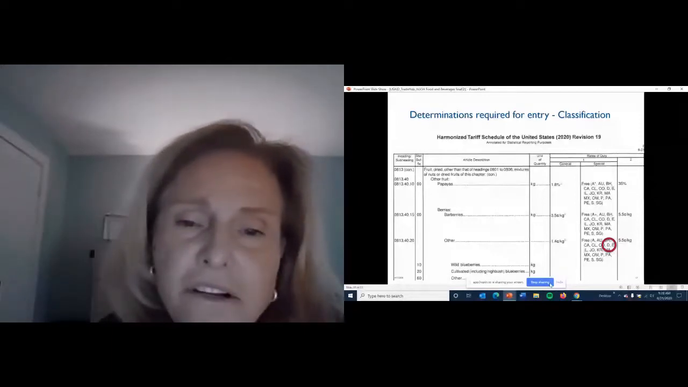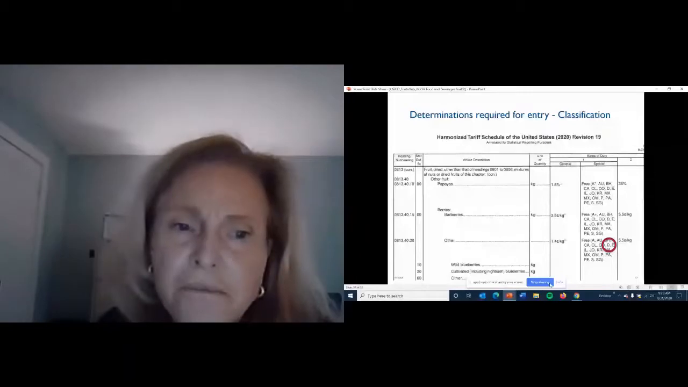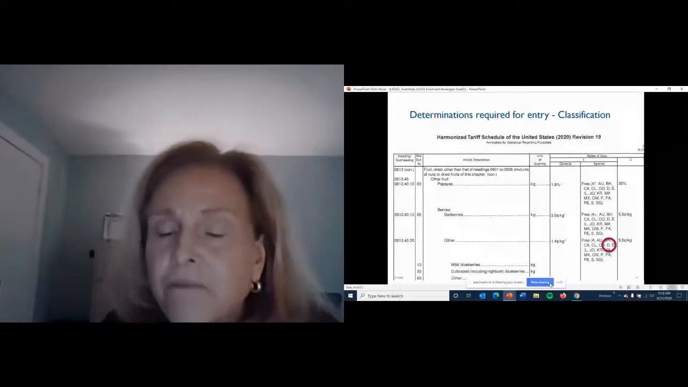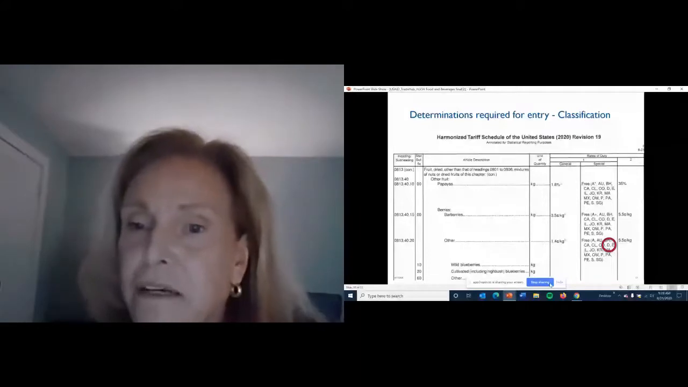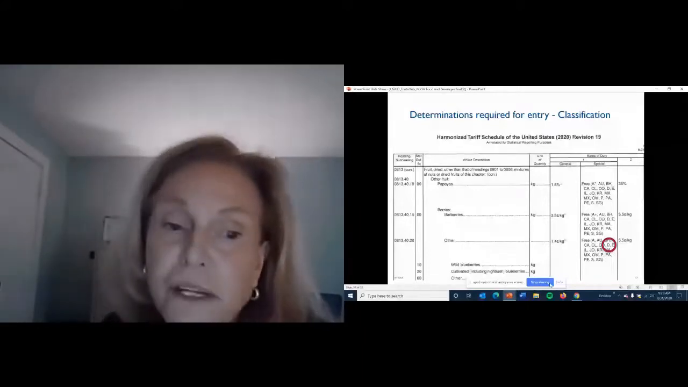So let me just have you look at this a little bit. The heading is in the far left column. Then there's the article description. And then we have the duty rates: general duty, special duty, and column 2 duty.